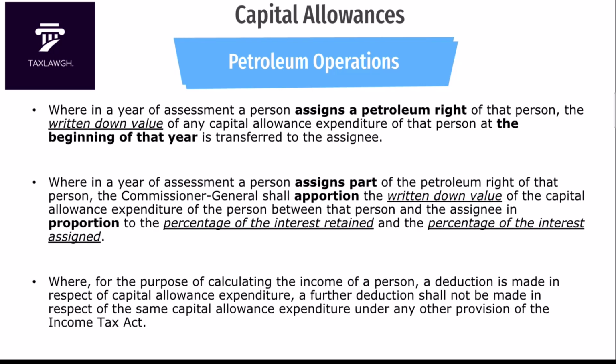So also we are saying that when the person is calculating their income, any deduction that is made in respect of capital allowance, they will not make a further deduction with respect to the same capital allowance expenditure under any other provision. It means if you get a capital allowance deduction under this particular provision for petroleum operations, you cannot then go and rely on the general one for other companies as well. It will not fly, it will not work.